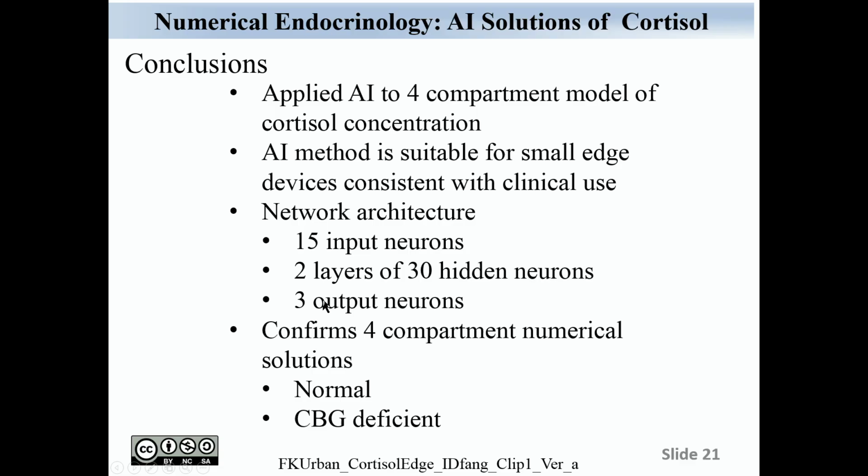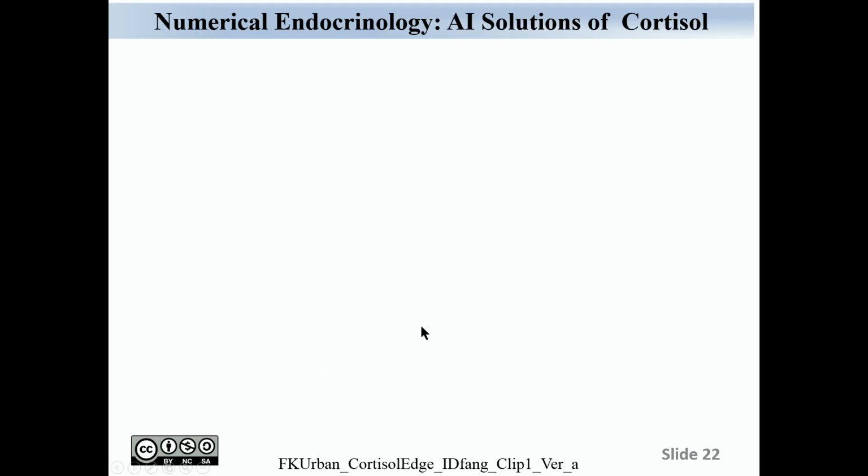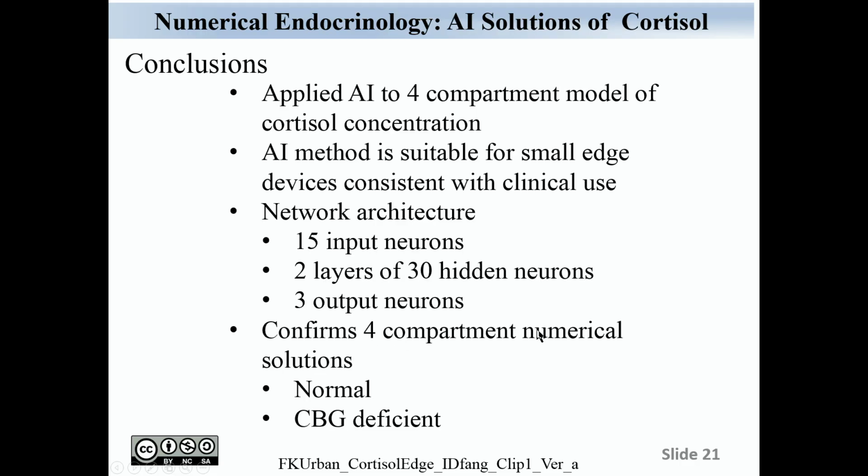The network architecture that we used, which is not magical, is 15 input neurons, 2 layers of 30 hidden neurons, and 3 output neurons. And all of this confirms everything we did, and confirms the numerical solutions as well, which I showed the program to do also. So, with normal subjects and CBG deficient subjects.